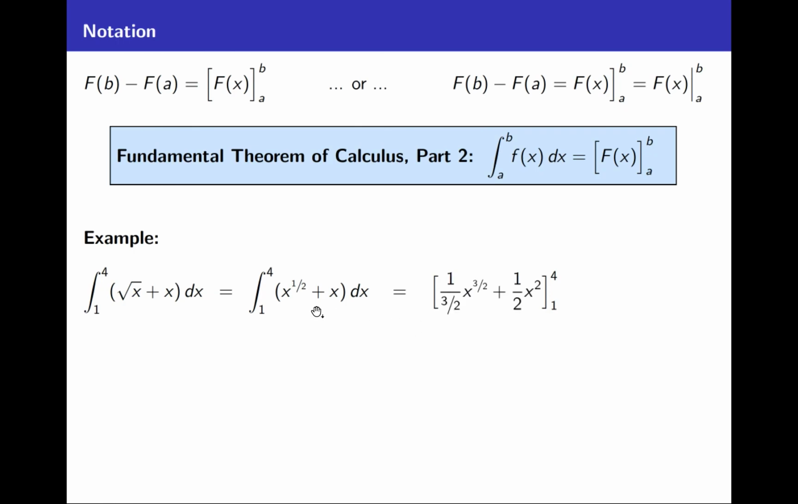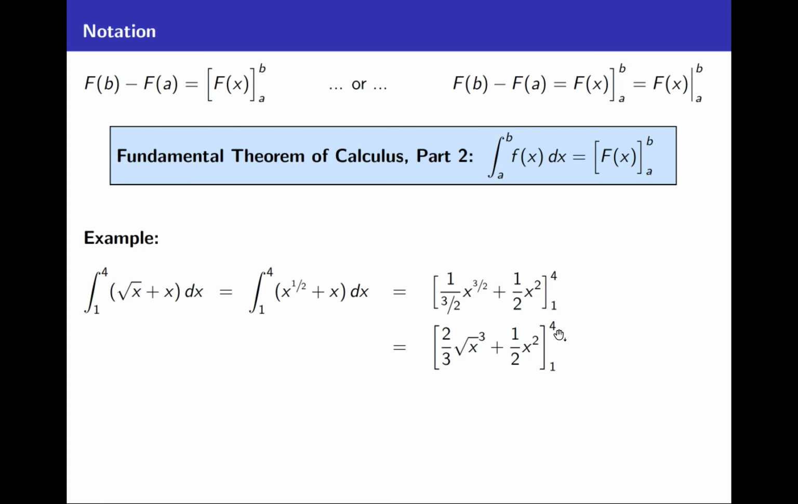So let's work out that antiderivative. We can use the power rule for the antiderivative of x to the 1/2. You get 1 over 1/2 plus 1, x to the power of 1/2 plus 1, plus, then an antiderivative of x would be 1/2 x squared. Put that between the brackets and go from 1 to 4. Now I'll quickly simplify this. The reciprocal of 3/2 is 2/3. Convert this power of x to a radical.